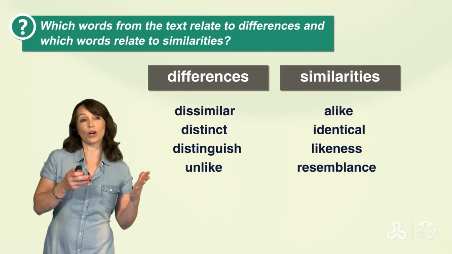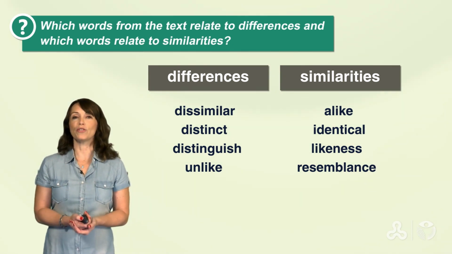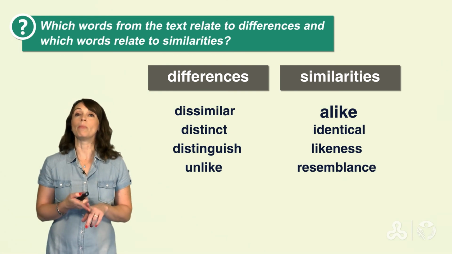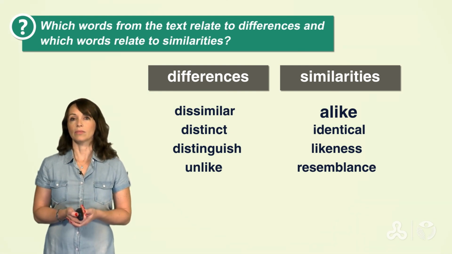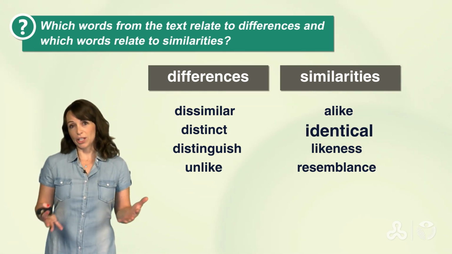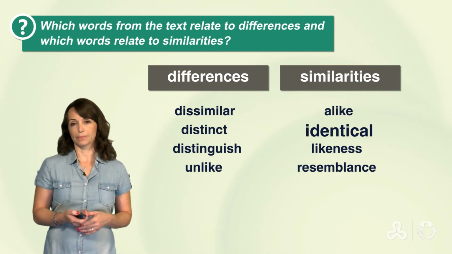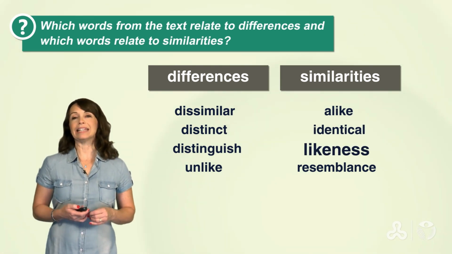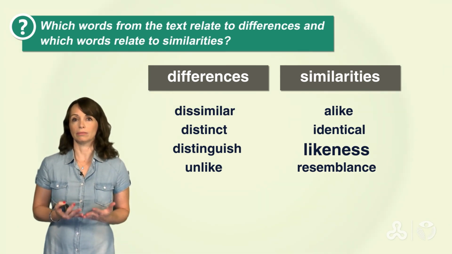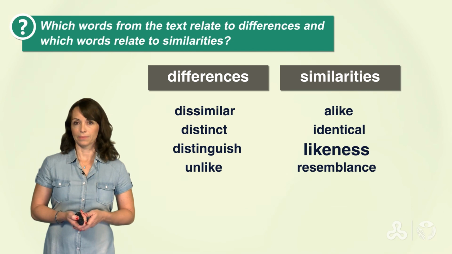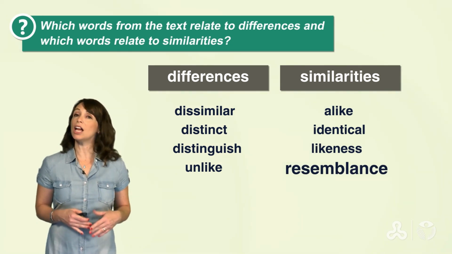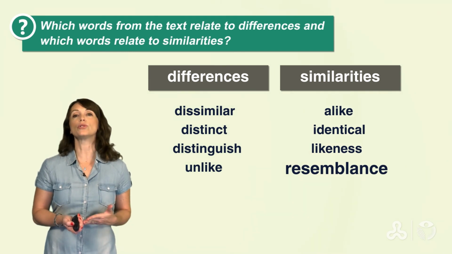So whatever's left, of course, are the similarities, but we're going to go over them together. Alike. Alike means similar, דומה, alike. Okay? The word identical means זהה. So if two things are identical, of course, they're similar. We have the word likeness. Likeness, again, is another word for דמיון. משהו שדומה אחד לשני. Okay? And the word resemblance, which we will see a lot in this text, resemblance also means דמיון.